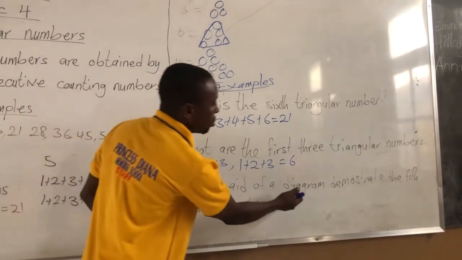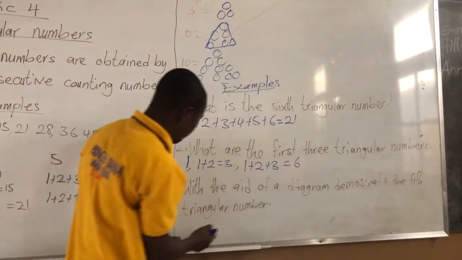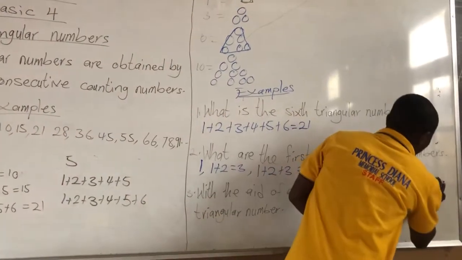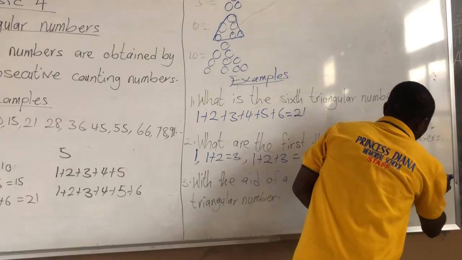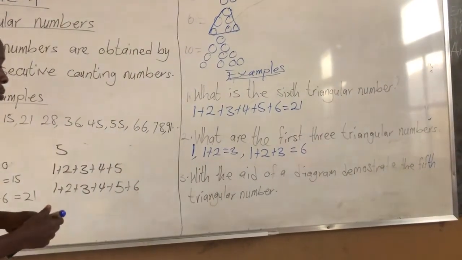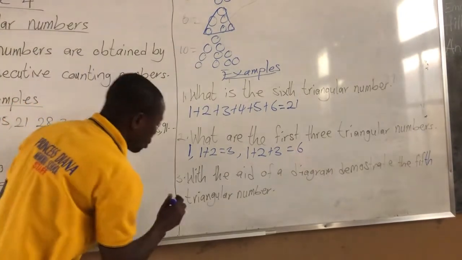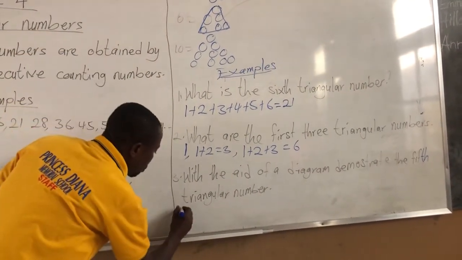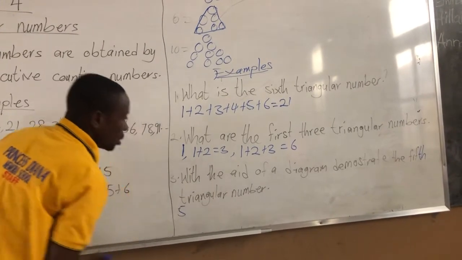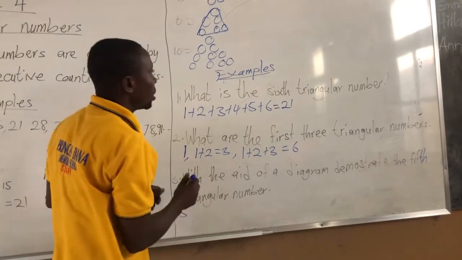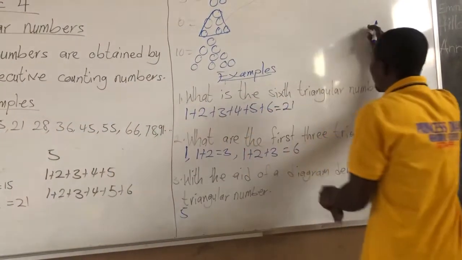So with the aid of a diagram, demonstrate the fifth triangular number. Demonstrate the fifth triangular number. The fifth triangular number. Which means that we are going to add consecutive counting numbers up to 5. So they say we should, with the aid of a diagram. So let's come to the top here.